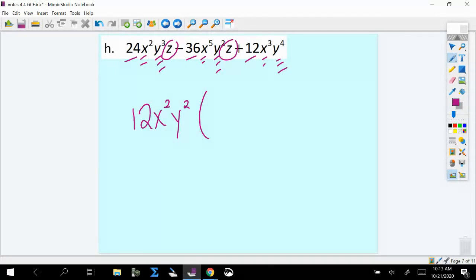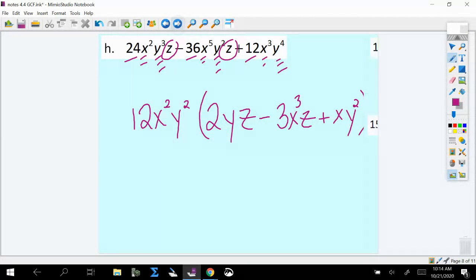And then I'm going to look in each term and see what's left. So my first term, I have a 2 left. All my x's are out. I have a y left, and I have a z left. Minus, when I take 36 divided by 12, I get 3. I have an x to the third left and a z left. And my last term, I took the 12 divided by 12. You can write a 1 if you want, or you can leave it. I still have an x left and a y to the second left. So I have lots of leftovers. I have a big GCF because I have just bigger terms, more values to look at.